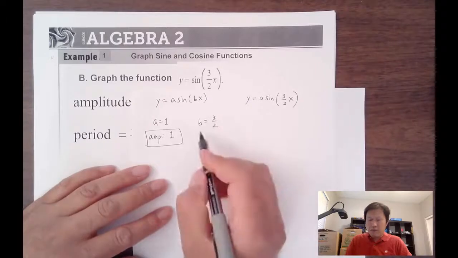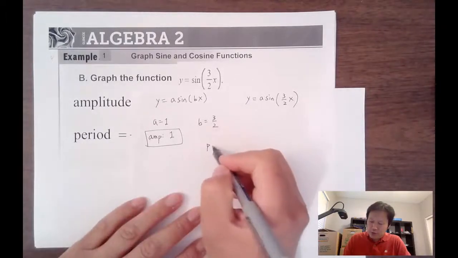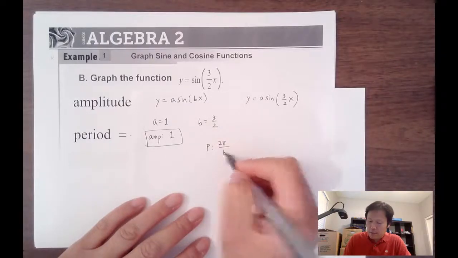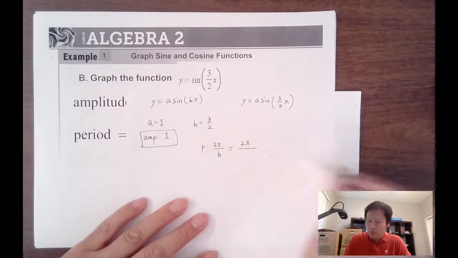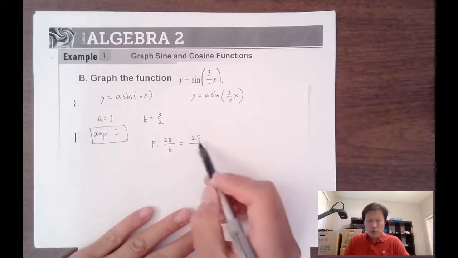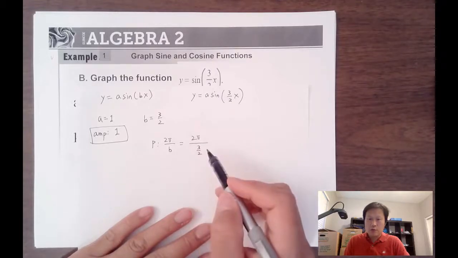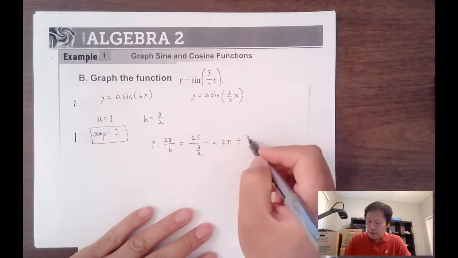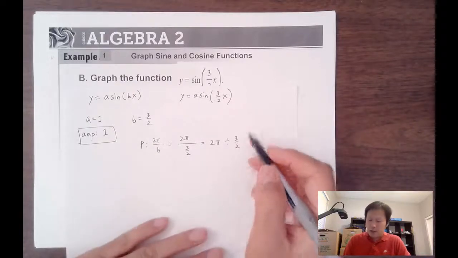So we got the amplitude done. Having the value of B, you can calculate period. So period is going to be what? 2 pi divided by B. That's how you calculate period. So 2 pi over the fraction 3 over 2. Well, a fraction, numerator over denominator, is exactly the same as numerator divided by denominator. Dividing by a fraction is the same as multiplying by the reciprocal.